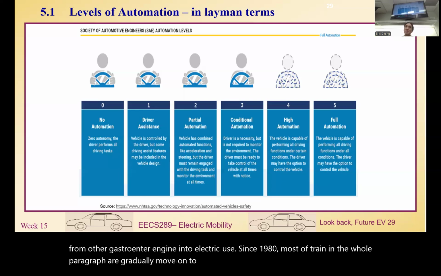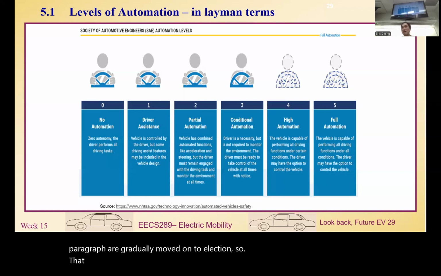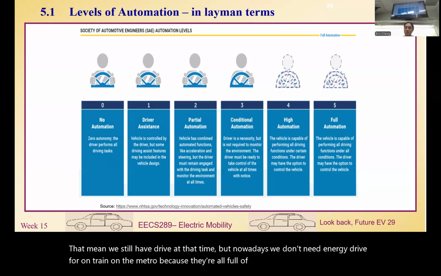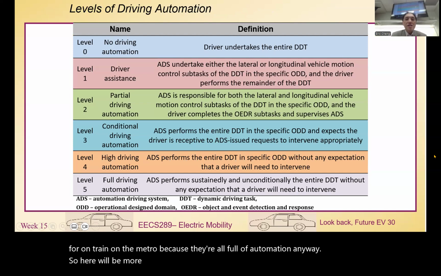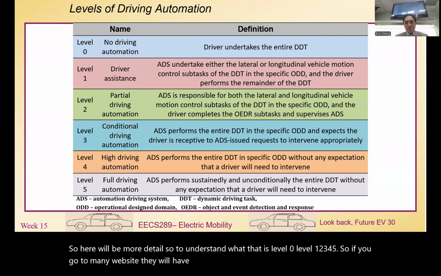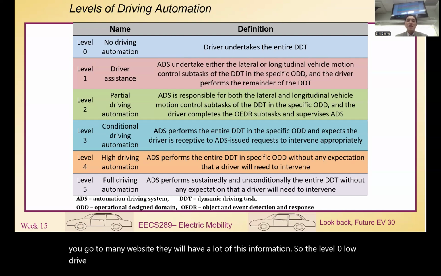So that means we still had a driver at the time, but nowadays we don't need any driver on the train or the metro, because they're all fully automated. Anyway, here will be more detail to understand what level 0, level 1, 2, 3, 4, 5 are. If you go to many websites, they will have a lot of this information. So level 0, low drive automation, the driver takes entire control.